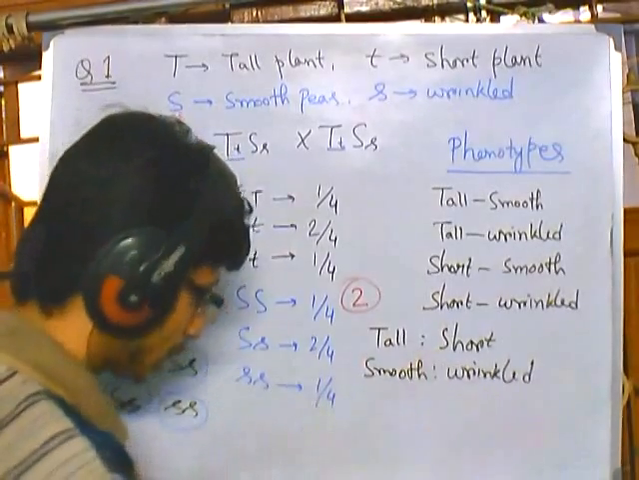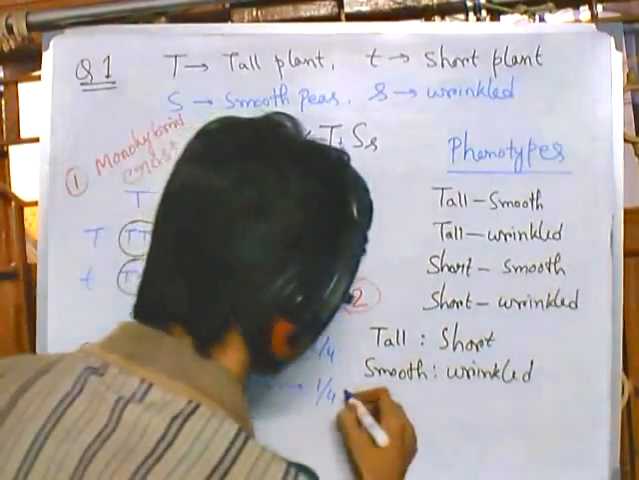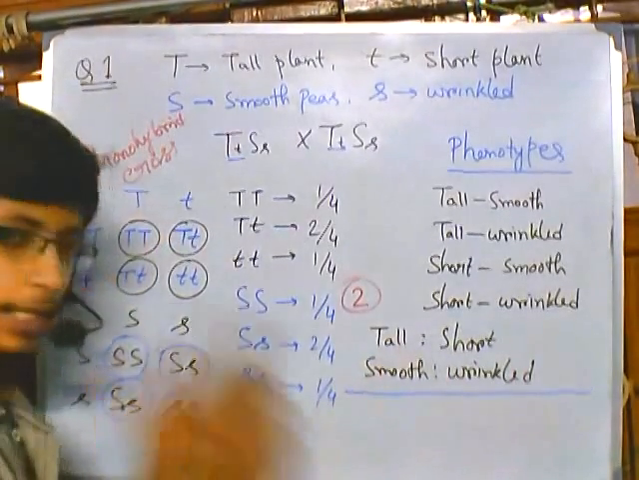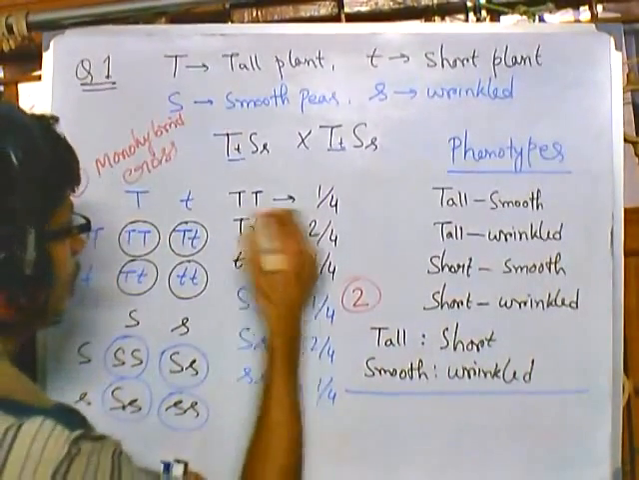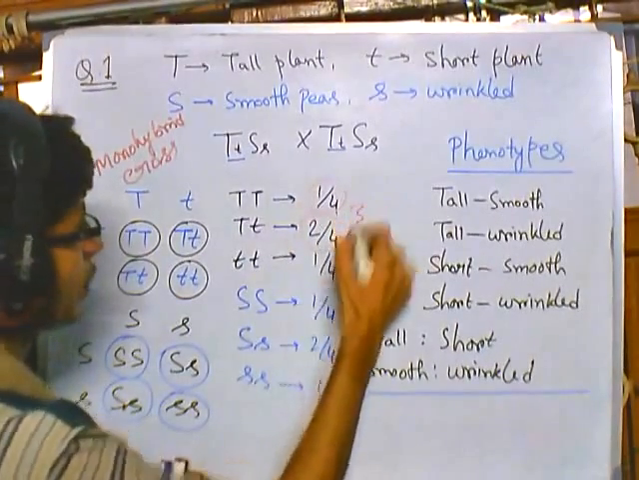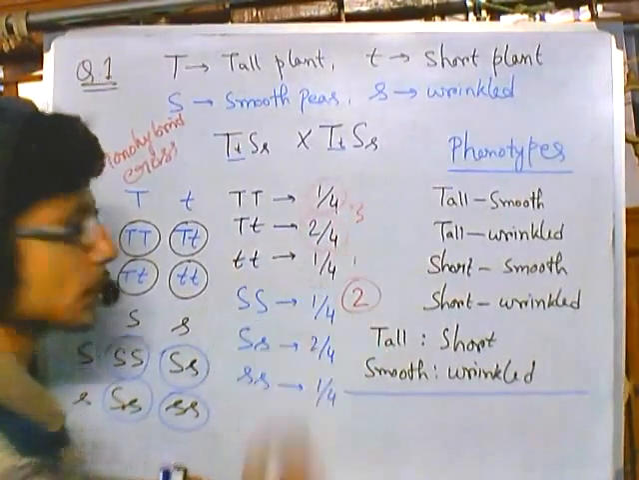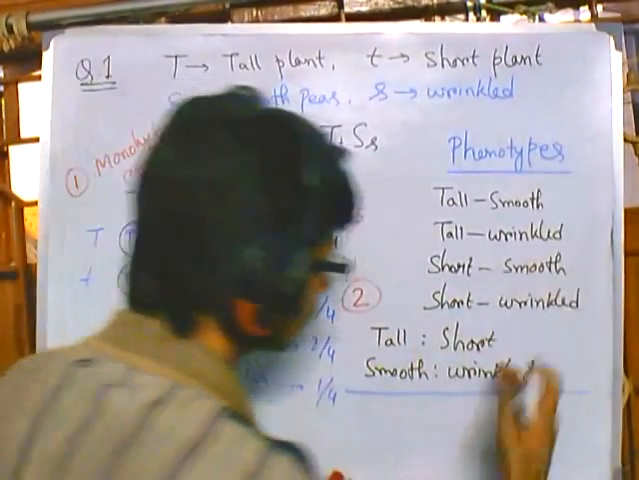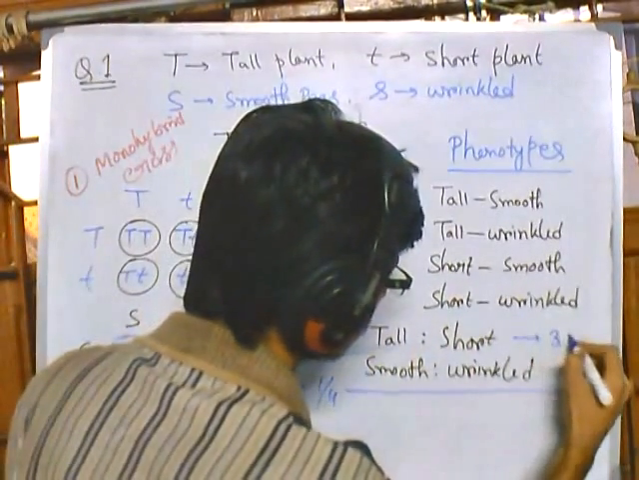Now if you are having this, what will be the answer for that? So the ratio tall is to short. Let us find it out. This is tall. This is also tall. So 3 are tall and this is short. So 1 is short. So the ratio tall is to short is 3:1.